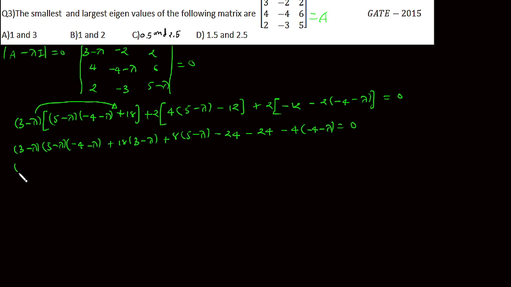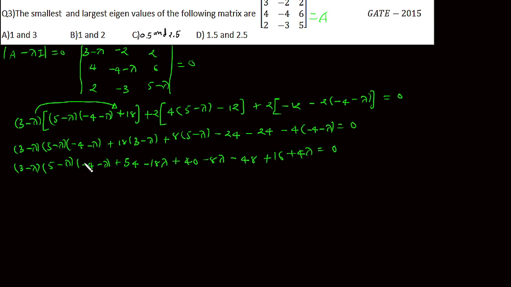Now let's write the first term as it is. Now let's multiply this term with the bracket. So here 18 multiplied with 3, so we are simply getting 54 minus 18 lambda. Here 8 multiplied with 5, so we are getting 40 minus 8 lambda. Okay, so add these two values. We are getting minus 48 plus 16 plus 4 lambda equal to 0.